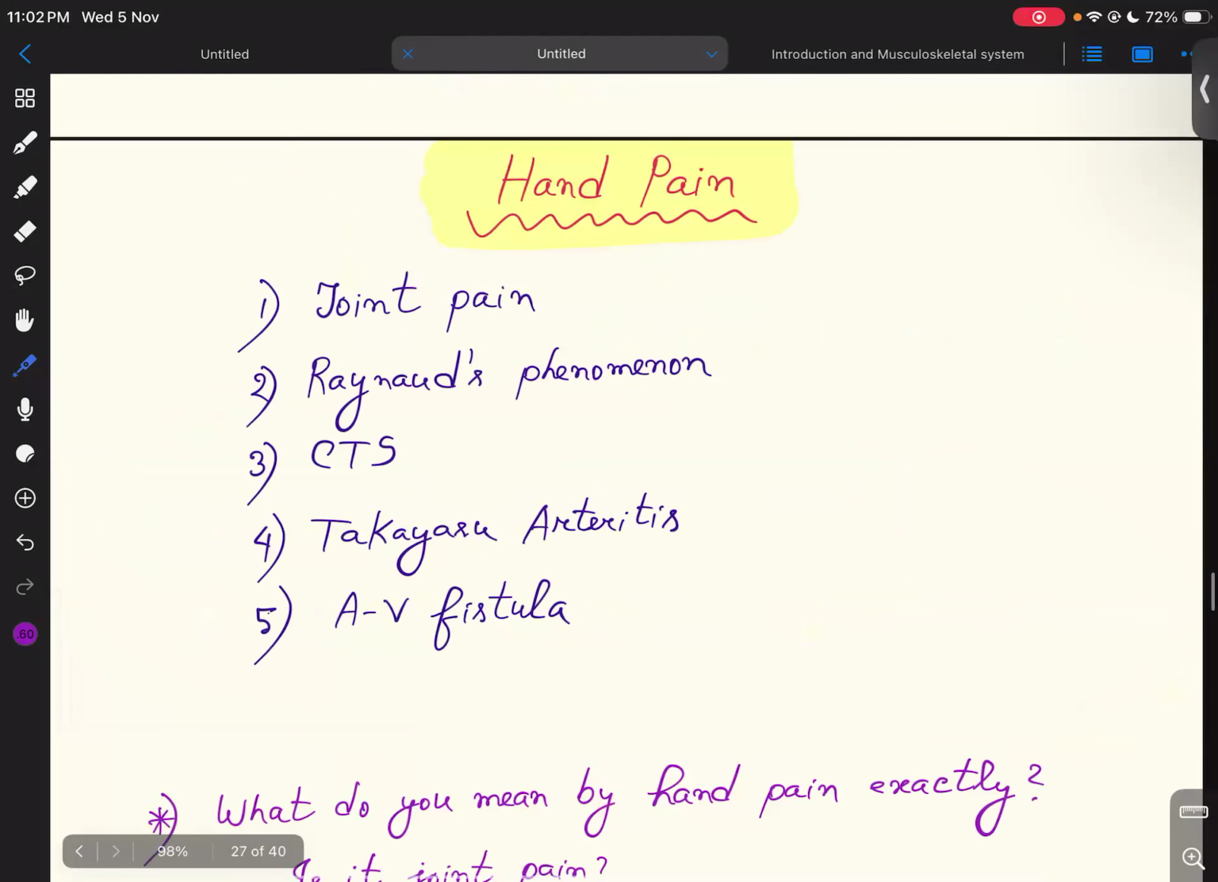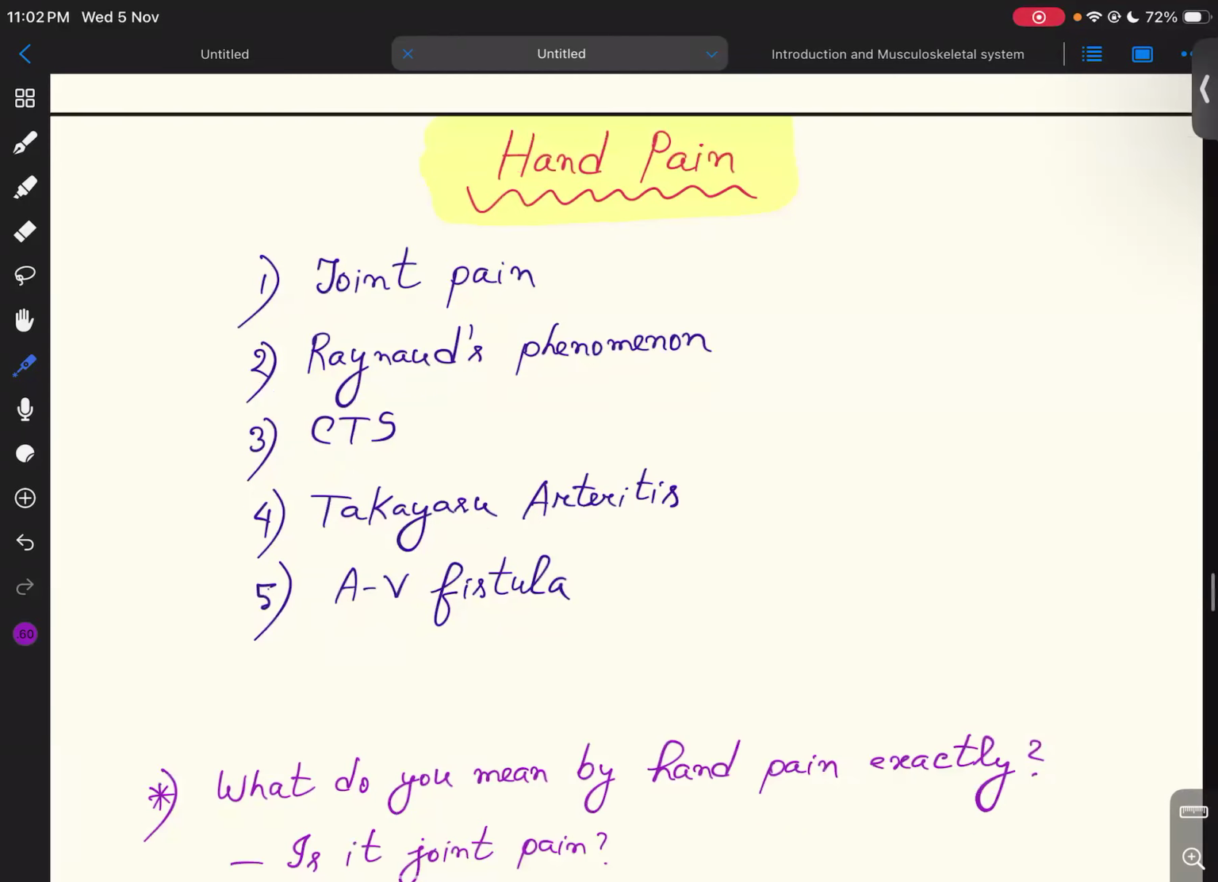Please tell me if anyone has any kind of question. Sorry, can you please tell me again how to differentiate between ischemic steal syndrome and blocked AV fistula? Okay.